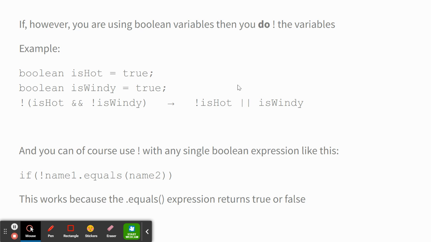Here's an example where they are Boolean variables. So look, I made an isHot variable and set it to true, and I made an isWindy variable, set it to true. But then I have this expression, not isHot and not isWindy. You distribute, and this becomes not isHot or isWindy.